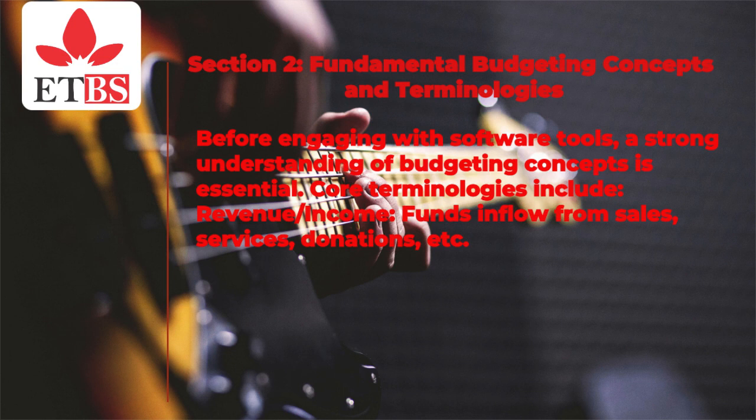Core terminologies include revenue, or income: funds inflow from sales, services, donations, etc. Expenses, or expenditures: operational and capital costs incurred. Surplus or deficit: the difference between income and expenses. Fixed costs versus variable costs: costs that remain constant, e.g., rent, versus those that fluctuate, e.g., utility bills. Cash flow: the actual movement of cash in and out of an entity.